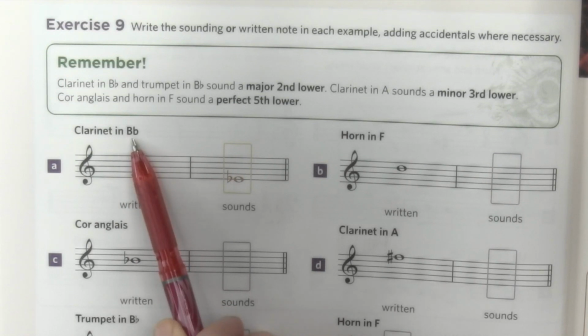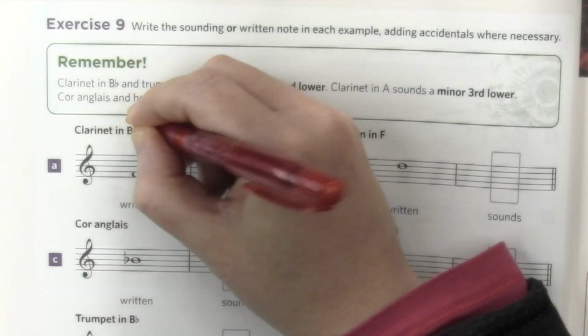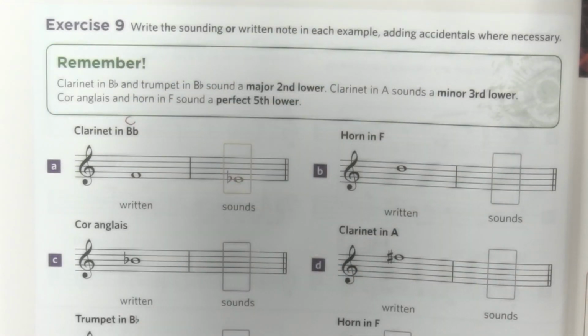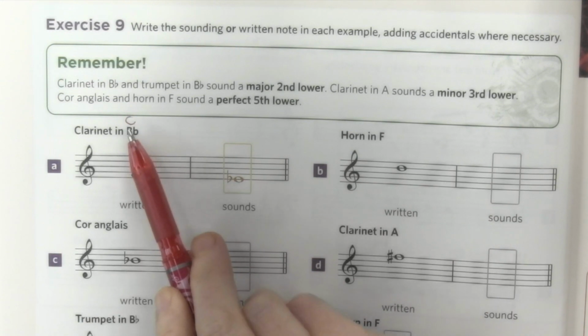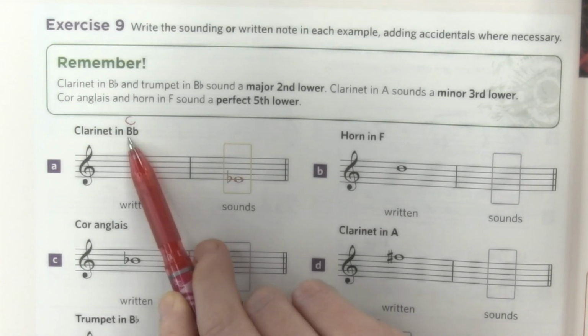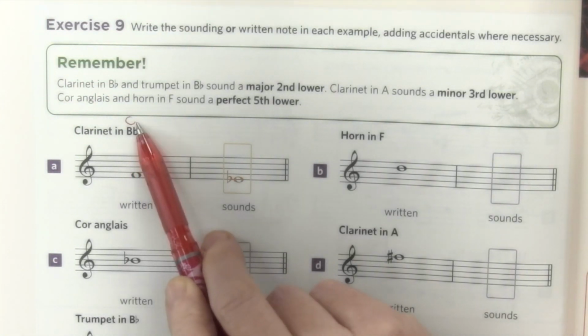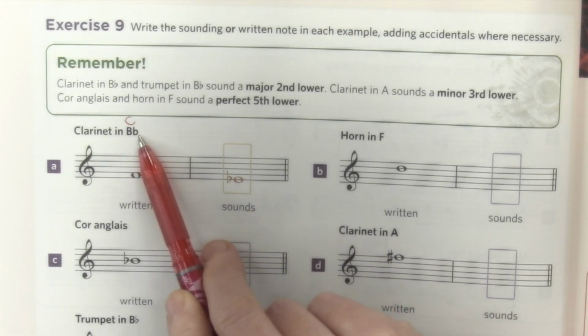Clarinet in B flat means that when they play C, that is written C on their score, in fact they play B flat. So this is the concert pitch. But this is what they read. So they read Do, but they play B flat.